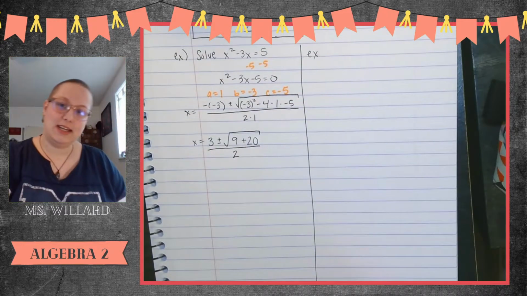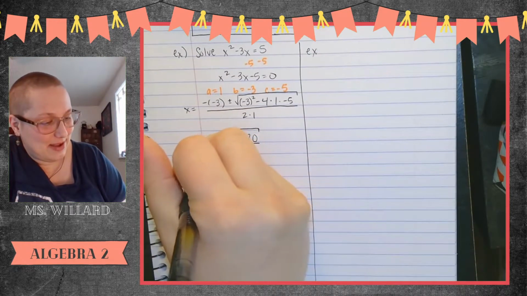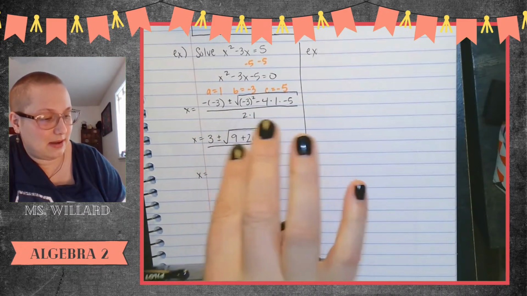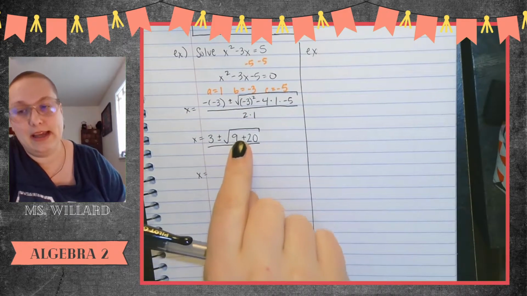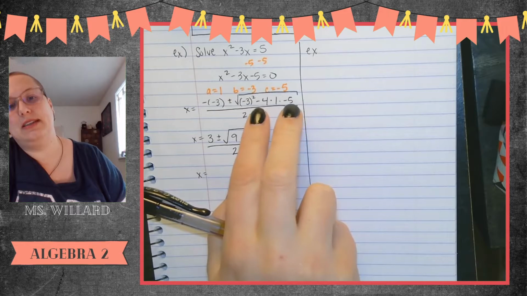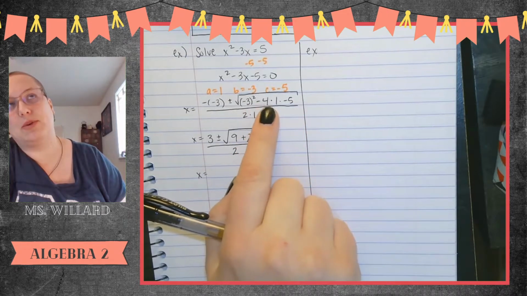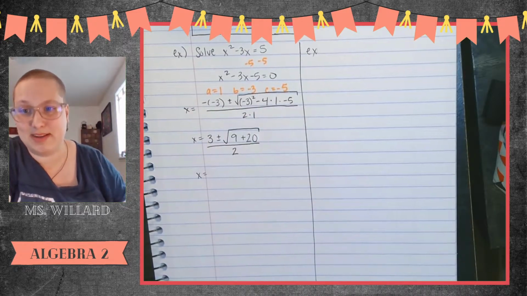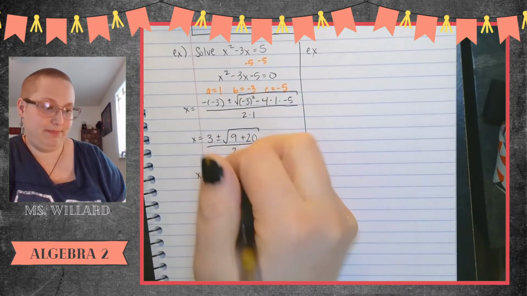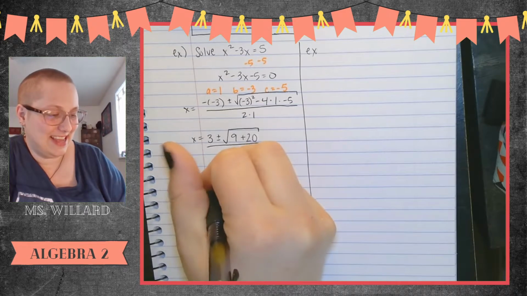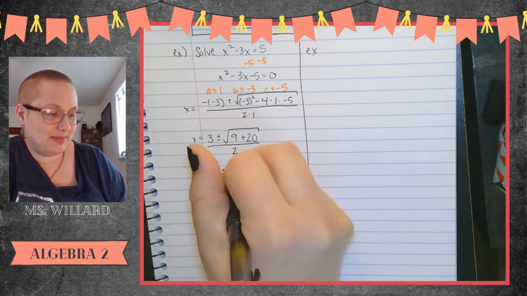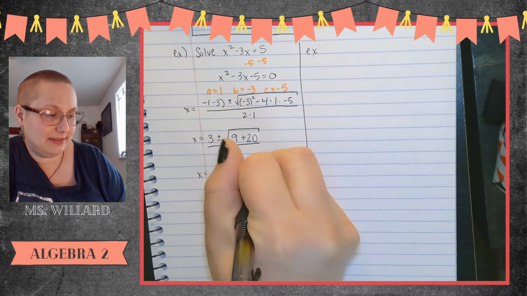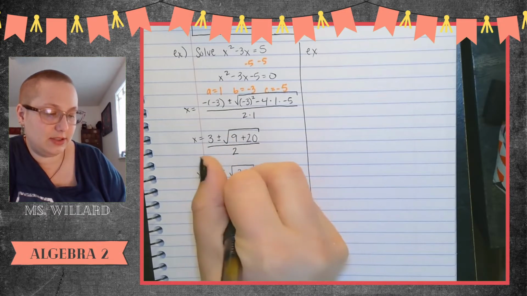Okay, so x equals, I'm going to do this math right here. By the way, if you got 9 minus 20, it's because you did 4 times 1 times negative 5 and then made that a negative, and then it was still a negative, and you forgot to make it positive. So I have 3 plus and minus the square root of 29 over 2.